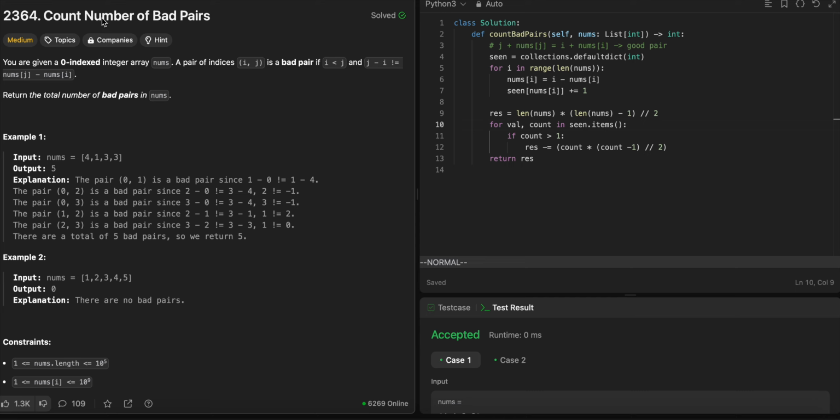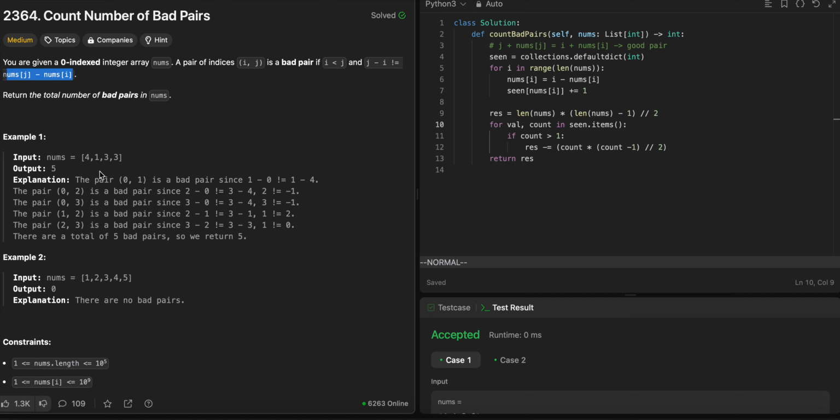Today we have count number of bad pairs. It says you are given a zero-indexed array nums. A pair of indexes i and j is a bad pair if i is smaller than j, and the difference between the indexes is not equal to the difference between their values. So j minus i not equal to nums of j minus nums of i.